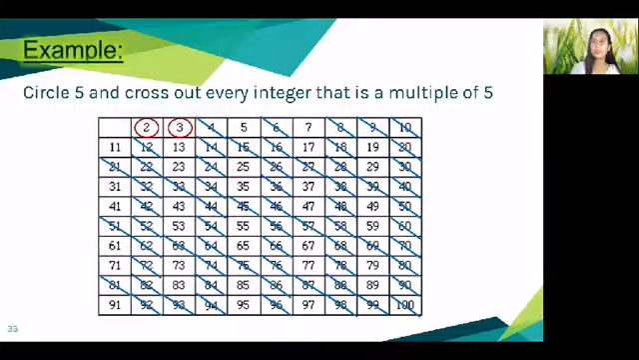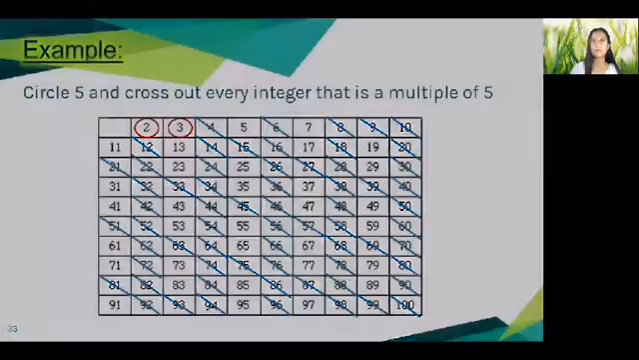Then return to the beginning and start with the first integer greater than 3 that is not crossed out, namely 5. Circle number 5 and cross out any integer that is not yet crossed out and is a multiple of 5. To find the multiples of 5, look for the numbers that end with 0 and 5.